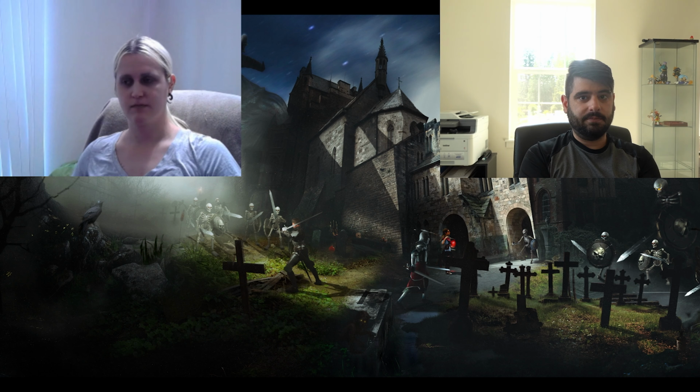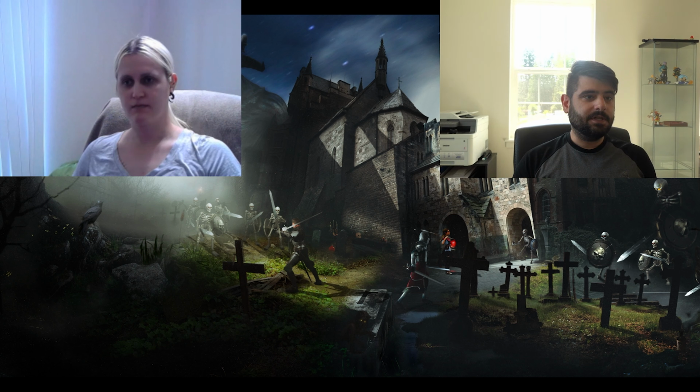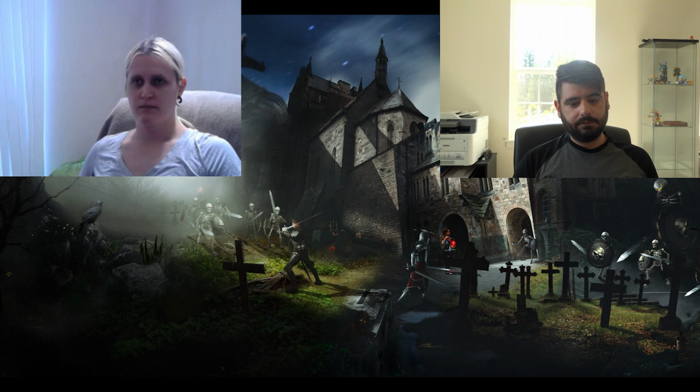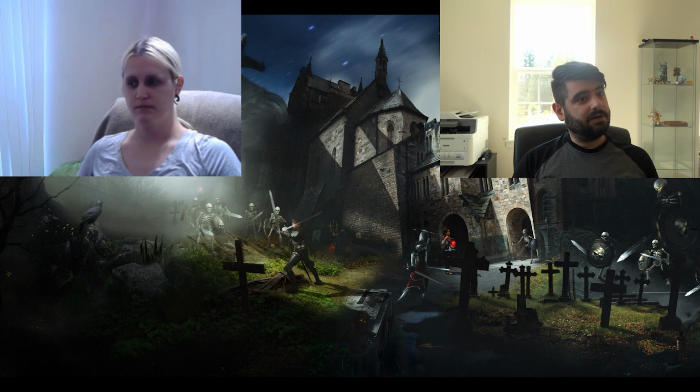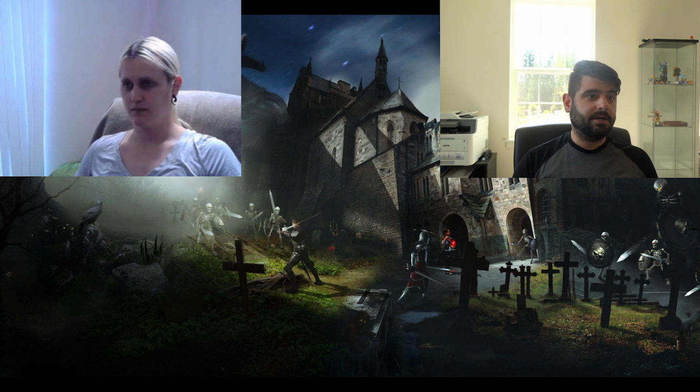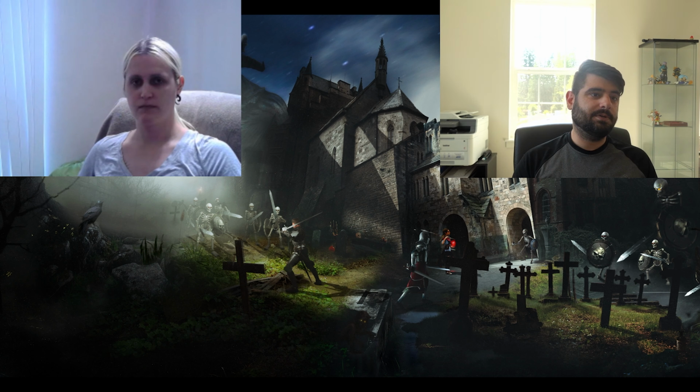Oftentimes when you're building settlements, you already know in advance where in the general world, relatively speaking, these settlements are going to be. So start thinking about what natural features are also in that area, and why someone would have built a settlement there in the first place.